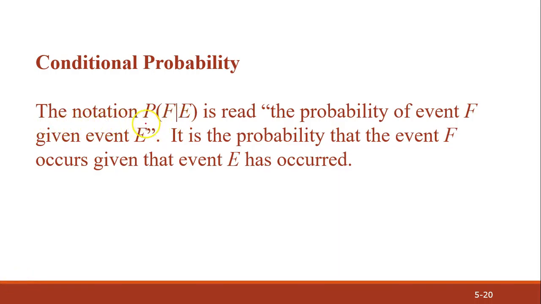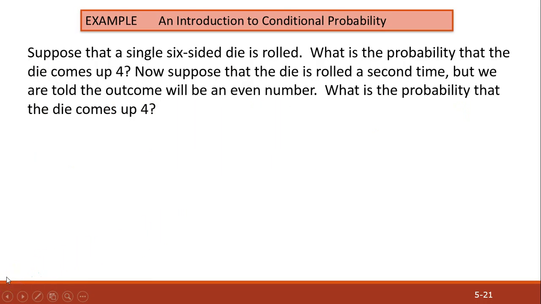So the notation, if you see this written somewhere, it reads the probability of event F given event E. It is the probability that the event F occurs given that the event E has occurred. So these two probabilities, they are not independent. They go together with each other. So here's just a little intro to the conditional probability, how we use it.